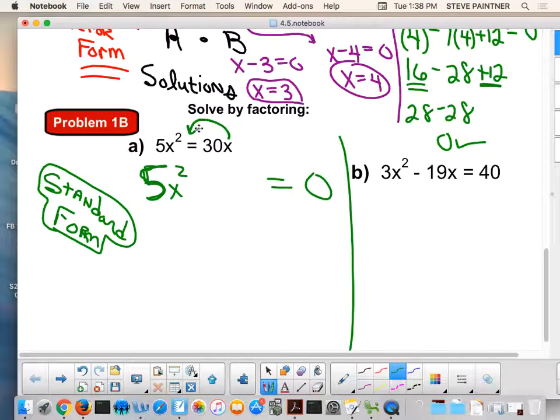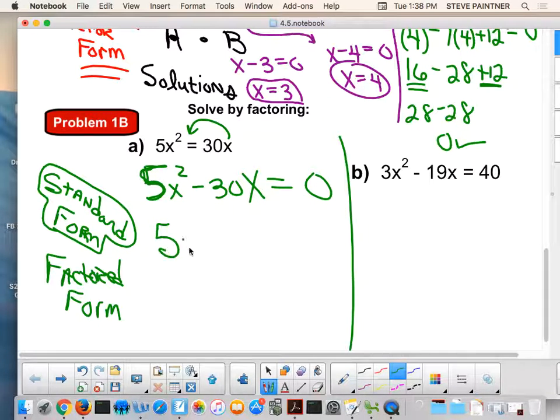Move it over. What's it going to be? Minus 30x. You are now in what we call standard form, AX squared plus BX plus C equals 0. Okay, next. Put it in what form? Factored form, which means you have to do all the work. Do you see a GCF? Mm-hmm. What is it? 5x.